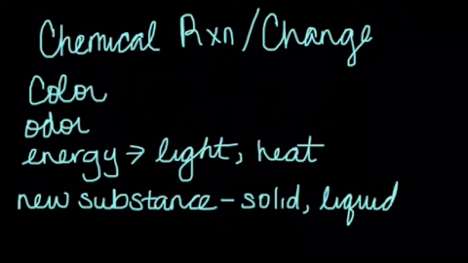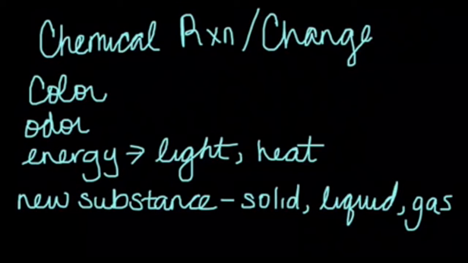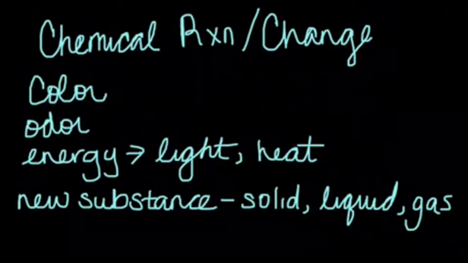And then finally, a gas can be produced. You'll notice that by either a colored gas or you can see bubbles within the solution itself, and that is an indicator that gas has been released. Now, any of these indicators can be accompanied by any of the other indicators for you to be able to tell that there has been a chemical reaction or a chemical change that has occurred.